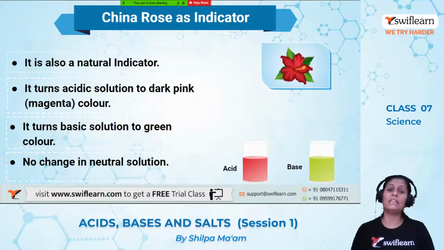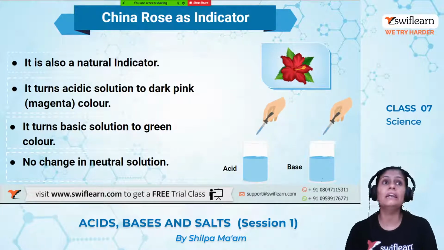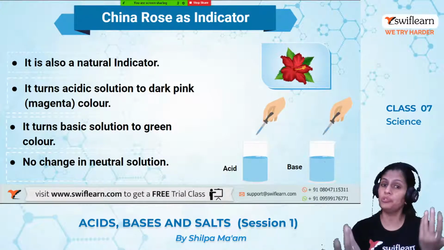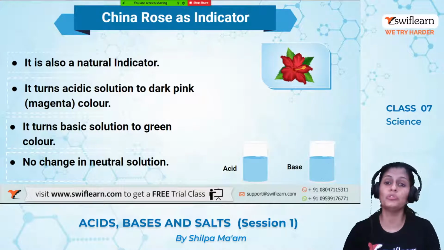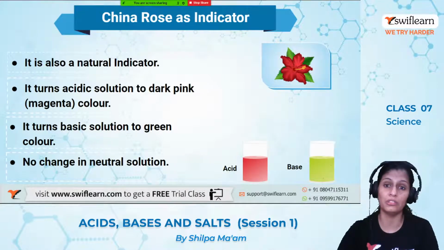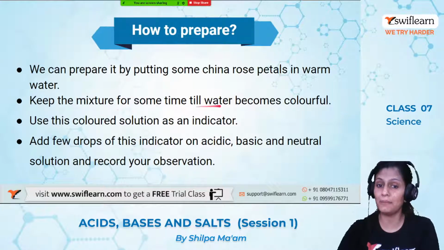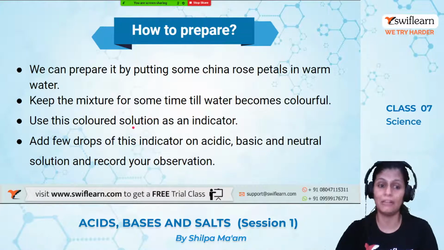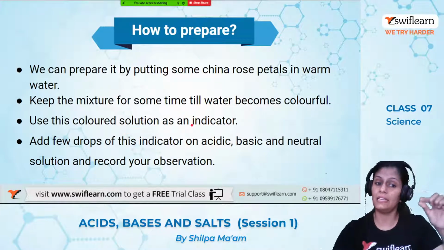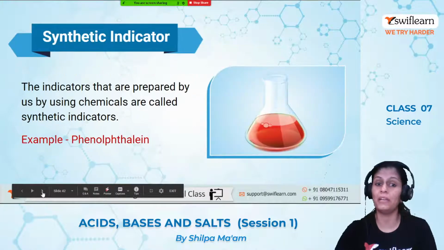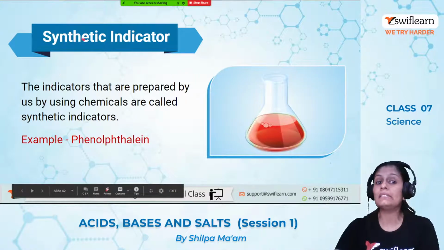Now all these indicators are basically helpful in differentiating between acidic and basic solution, not for the neutral. Neutral remains neutral. The indicators are not showing any effect on the neutral solution. How to prepare it? We put some China rose petals in warm water. Keep the mixture for some time till the water becomes colorful, that is pink color. Use this colored solution as an indicator. Take it in the dropper and put it on acidic, basic and neutral solution and record the observation that we have already seen.